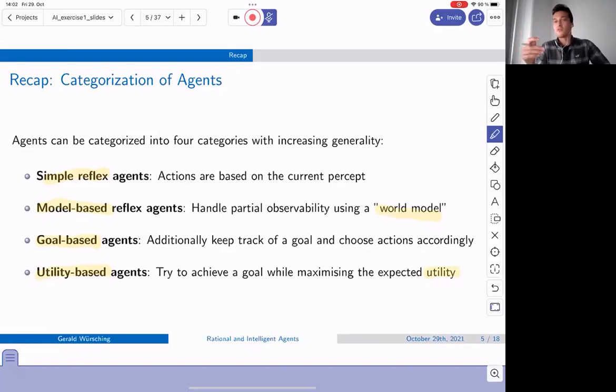So you can think of it this way: if you have a goal and there are multiple ways to get to the goal and multiple actions the agent can take to get to the goal, it chooses the one that maximizes the expected utility, or it should choose the one that maximizes the expected utility.